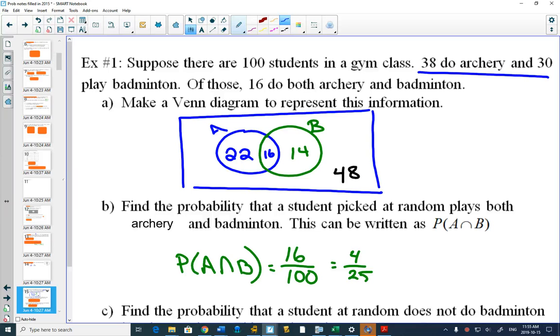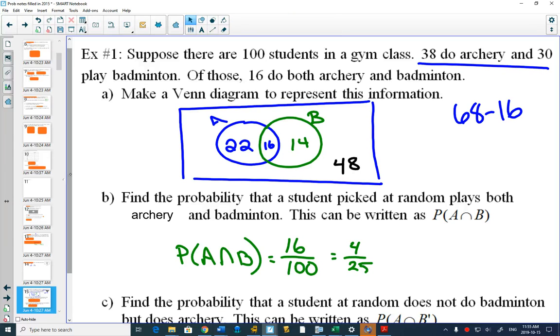Because there's some people that you counted twice. In fact, if you look at this, there's 16 people you counted twice. Because if you add all of the A circle and all the B circle, you've added that twice. 68 minus 16 is only 52 people. So part B, you could have probably solved that quite easily just reading the question, 16 out of 100. You wouldn't have needed a Venn diagram.